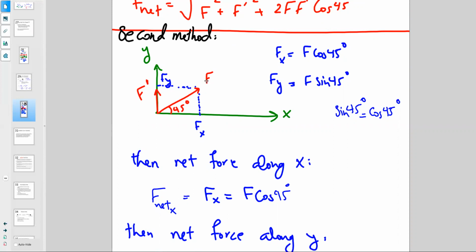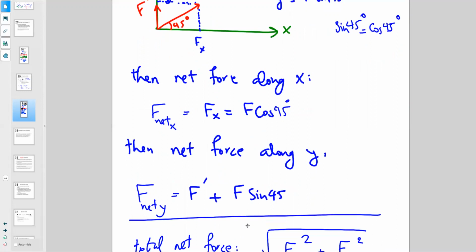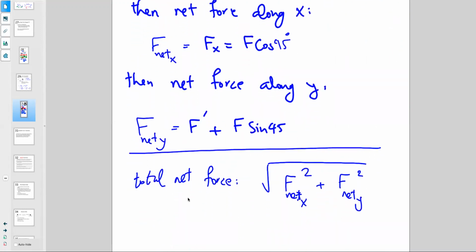So I split F to F of X and F of Y. So along the X, I have only F of X, but along the Y, I have two forces, F prime and F of Y. And I add them up because they're both along Y. Once you do that, you have a net force along X and net force along Y, and then you can just easily use this formula. So total force in that case is F of net along the X to the power of 2 and F of net along the Y to the power of 2.